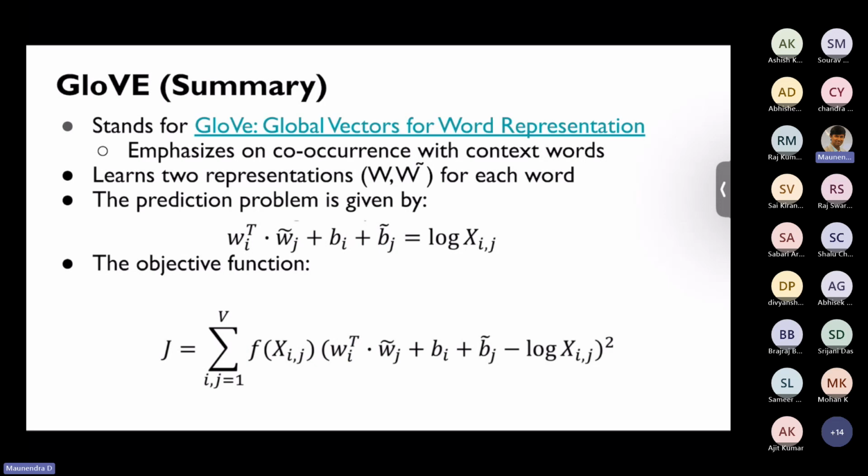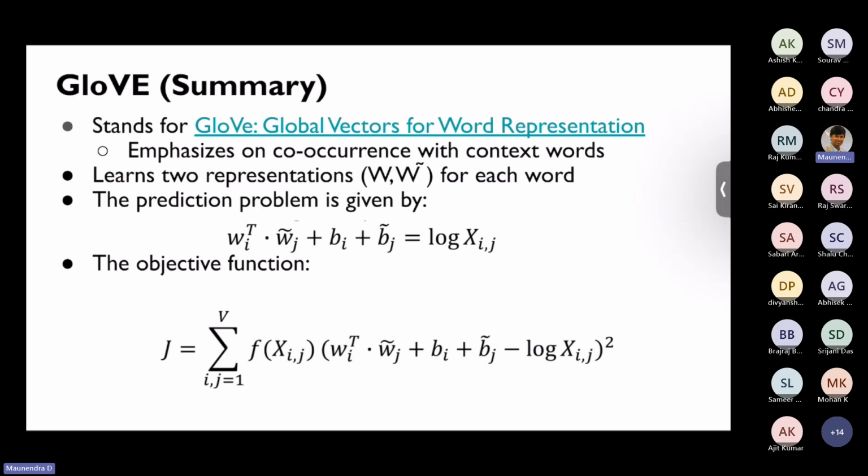Now, in the objective function, you will see that there is a square term. The difference between the left hand side and right hand side is the prediction error on the observation. These two we want to minimize, so that's there as the squared loss. Before it we have something called f(Xij). This f(Xij) is a scalar which depends on the count Xij, where if the count is very high, f will be higher. If the count is very low, it will be lower.